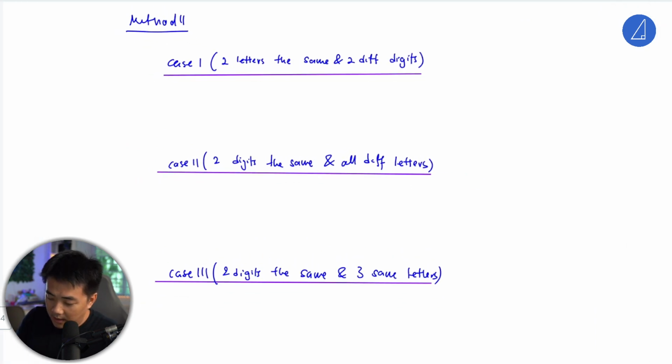Just count two letters the same, two different digits. So 1, 2, 3, 1, 2. So two different digits will just be 9 times 8, right? This is okay, 9 choose 1 multiplied by 8.